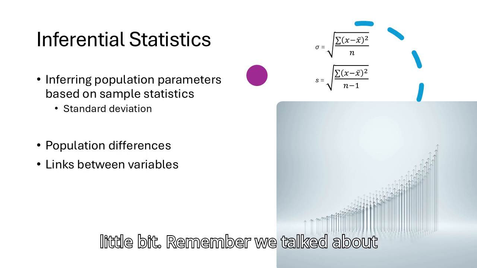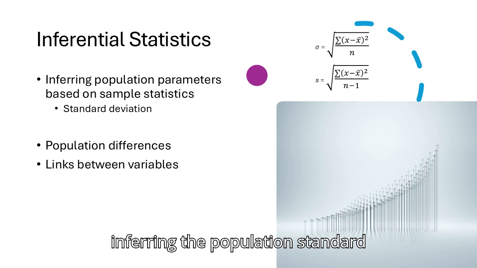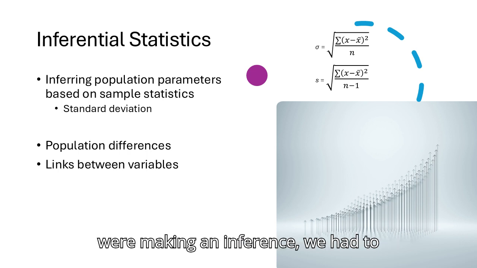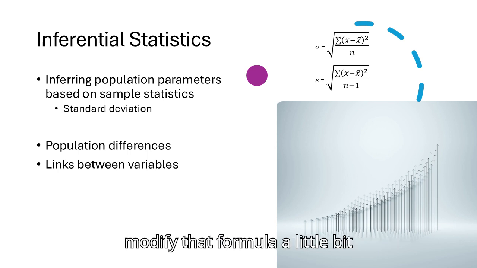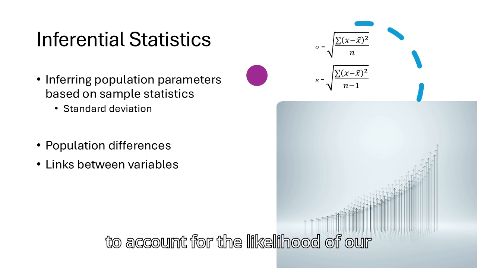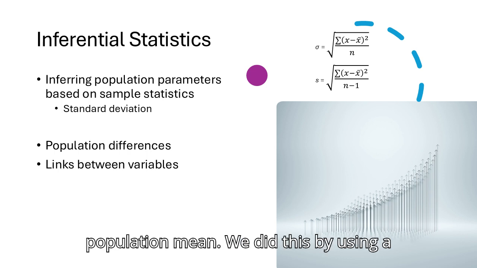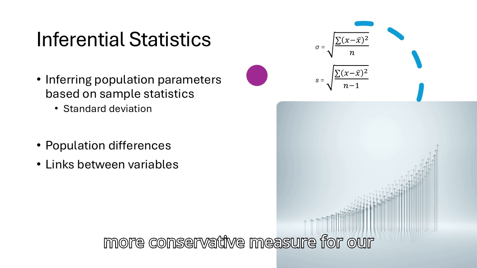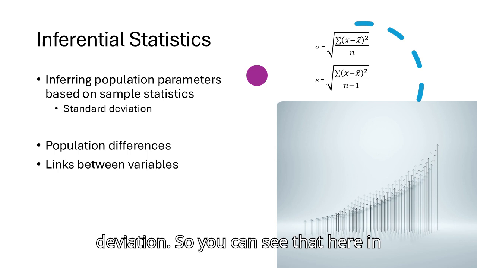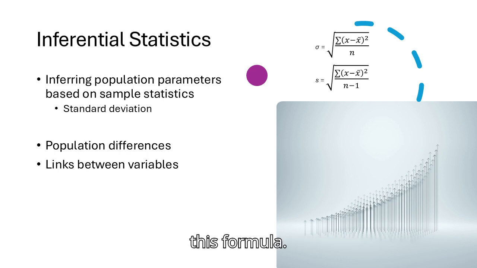And we've already done this a little bit. Remember, we talked about inferring the population standard deviation by the sample standard deviation. And remember that because we were making an inference, we had to modify that formula a little bit to account for the likelihood of our sample mean not being the same as our population mean. We did this by using a more conservative measure for our denominator, which increased our standard deviation. So you can see that here in this formula.